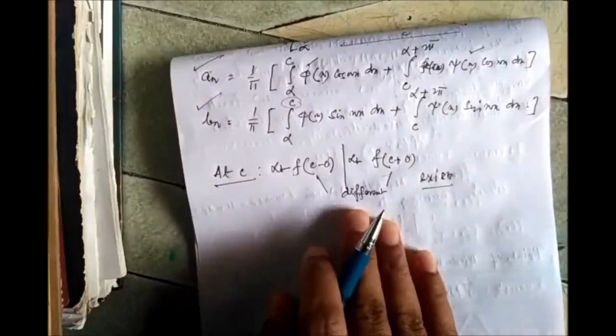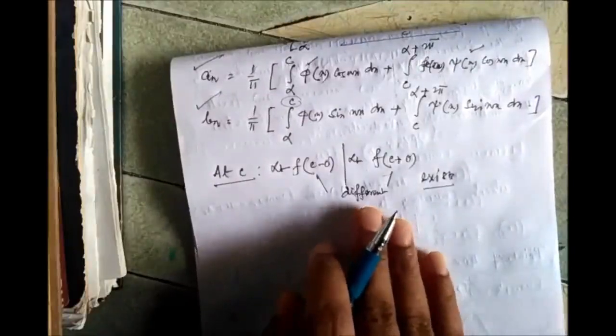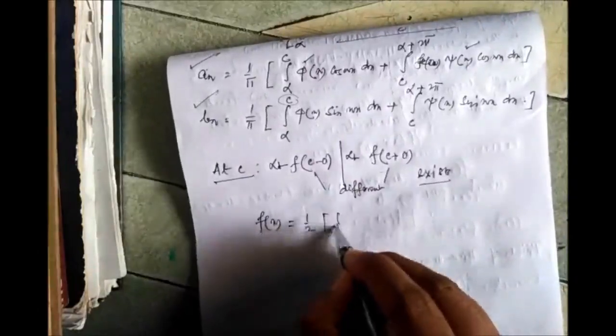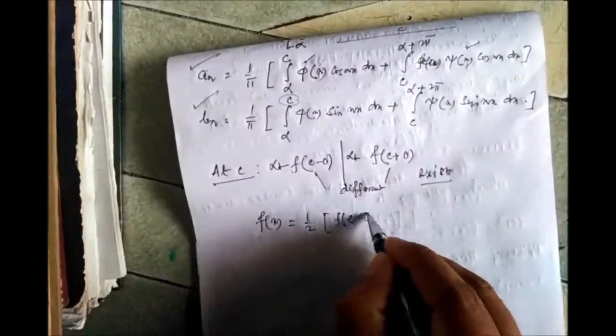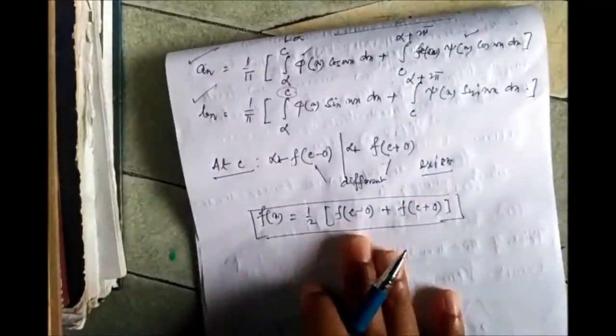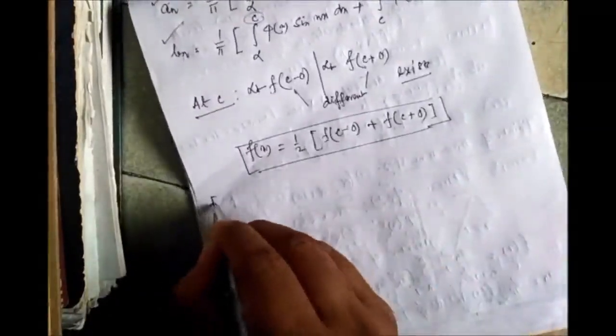So at such a point x equal to c, the value of the Fourier series of f(x), according to the Dirichlet condition, is given by half of f(c minus 0) plus f(c plus 0). So at the point of discontinuity, I can get these things. Now, evaluation of coefficients.